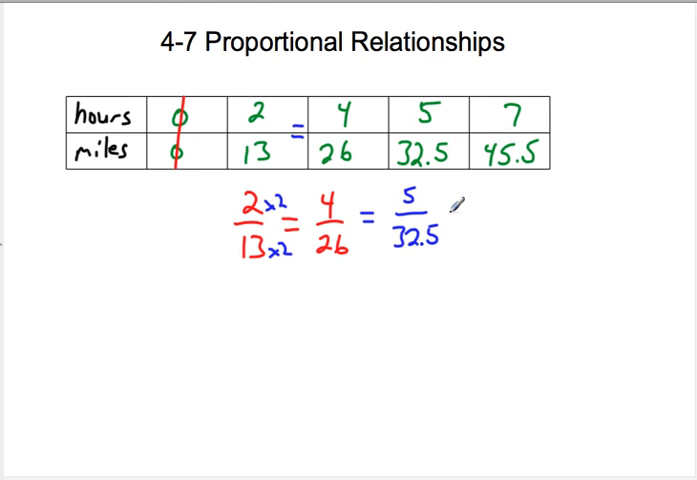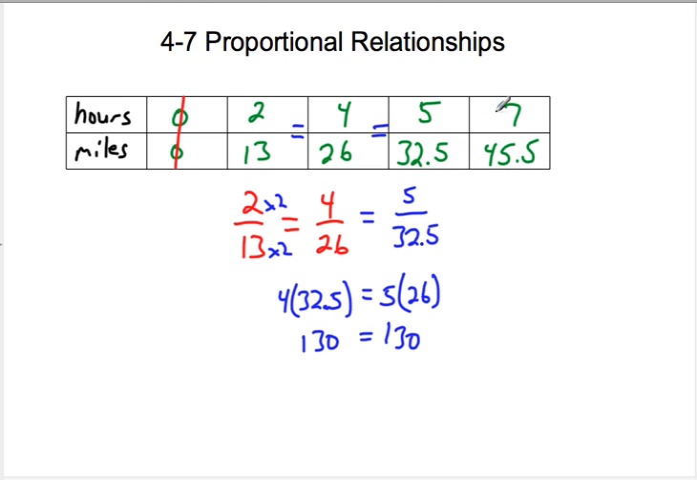This one, not so easy using this technique. So we might have to do some cross products. So let's do 4 times 32.5 and see if that is going to be equal to 5 times 26. Well, 4 times 32.5 I know is 32.5 times 2, which is 65, and then times 2 again, which is 130. And 5 times 26 is the same as 10 times 26, which is 260, divided by 2, which is 130. So I know now that these are equal.